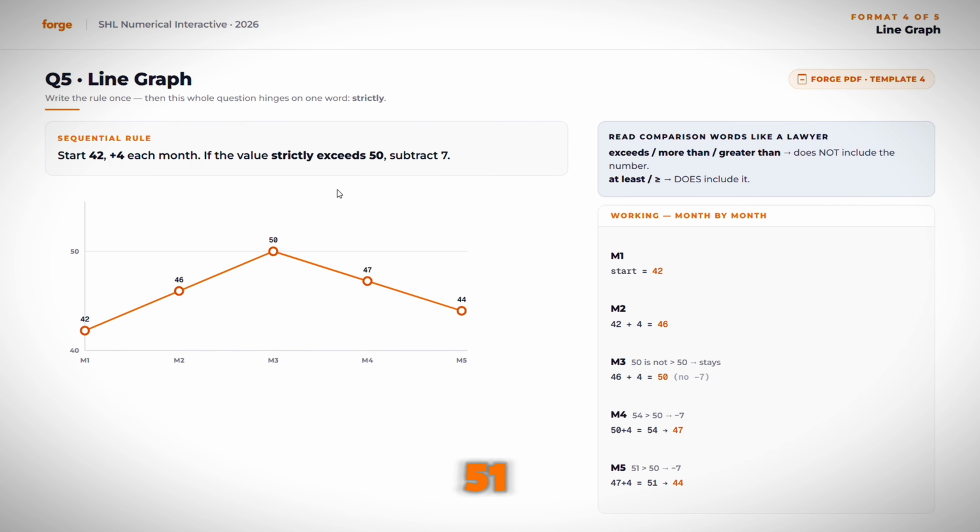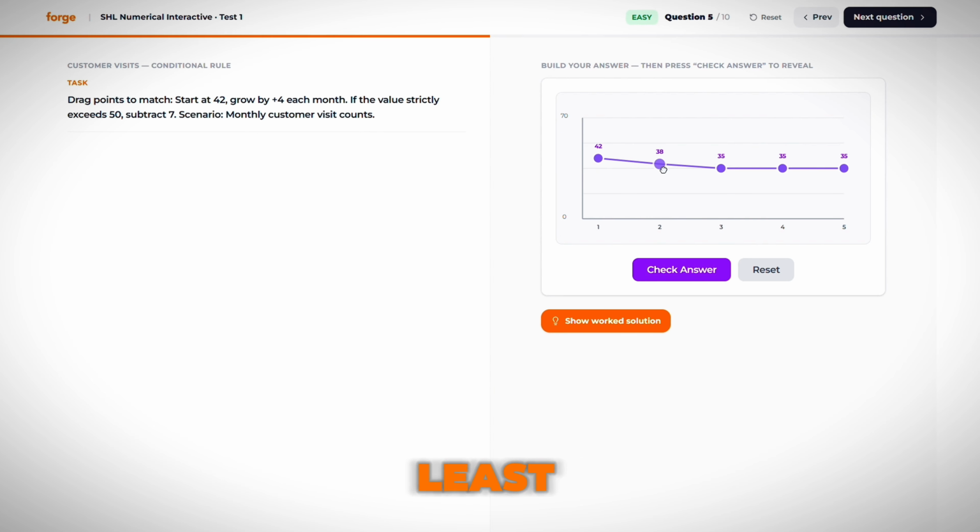Month 5 is 51, still over 50. So it's 51 minus 7, which gives us 44. So remember, at least includes the number, exceeds does not. Mix them up and the whole question flips.